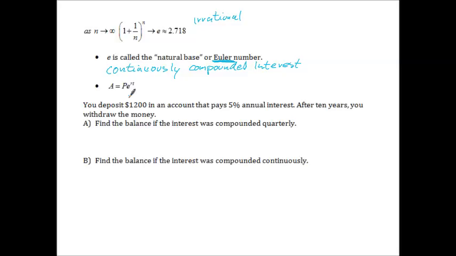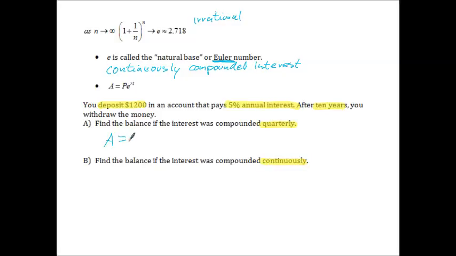You deposit $1,200 in an account that pays 5% of annual interest. After 10 years, you withdraw the money, and you want to know how much it is. Find the balance if the interest was compounded quarterly, and find the balance if the interest was compounded continuously.